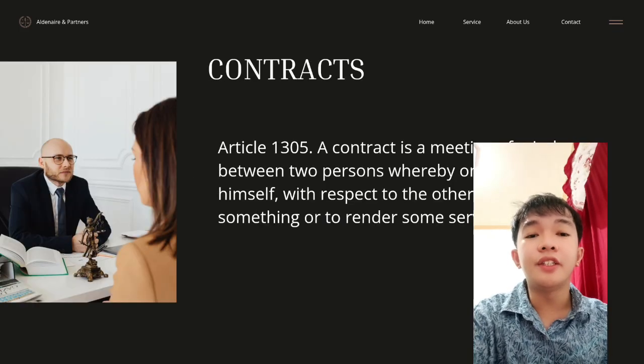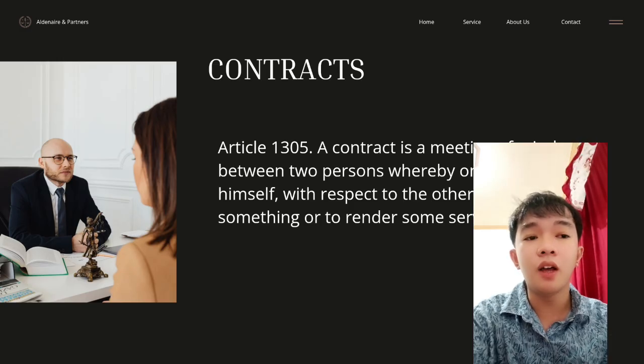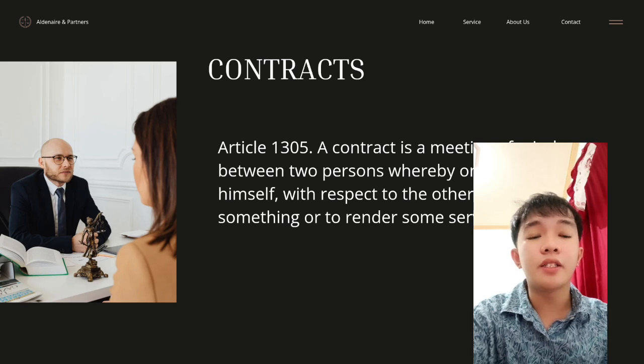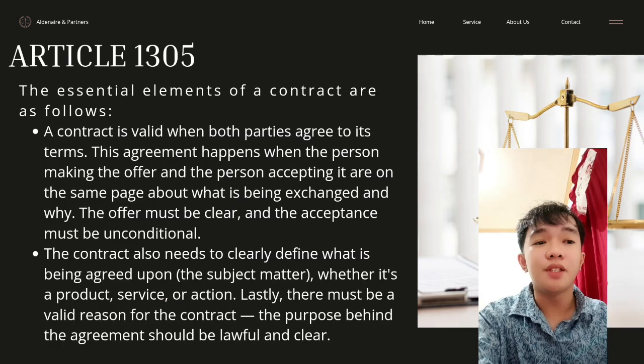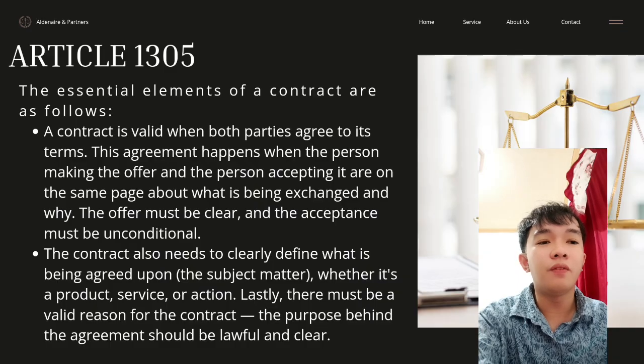Contracts, Article 1305. A contract is a meeting of minds between two persons whereby one binds himself with respect to the other to give something or render some service. The essential elements of a contract are as follows. A contract is valid when both parties agree on its terms. This agreement happens when the person making the offer and the person accepting it are on the same page about what is being exchanged and why.